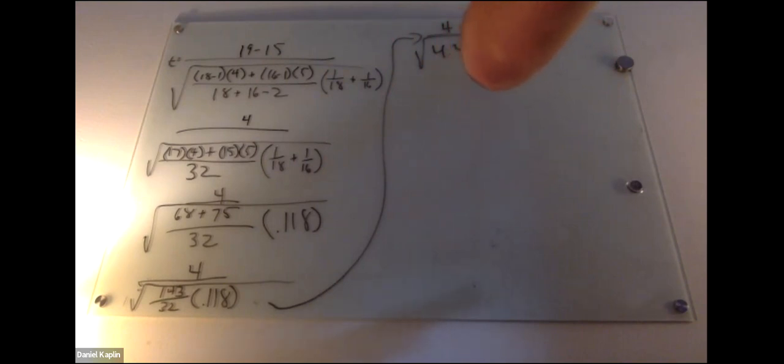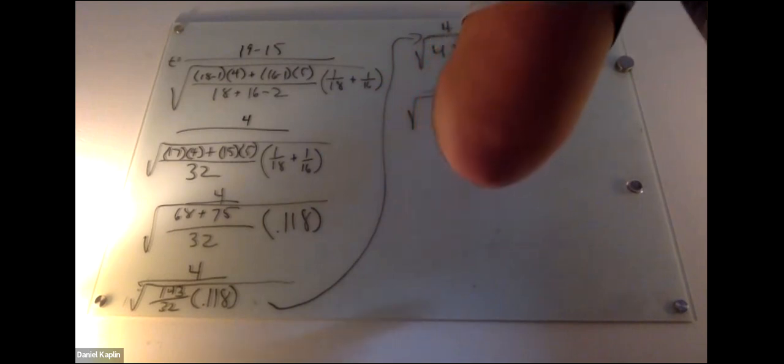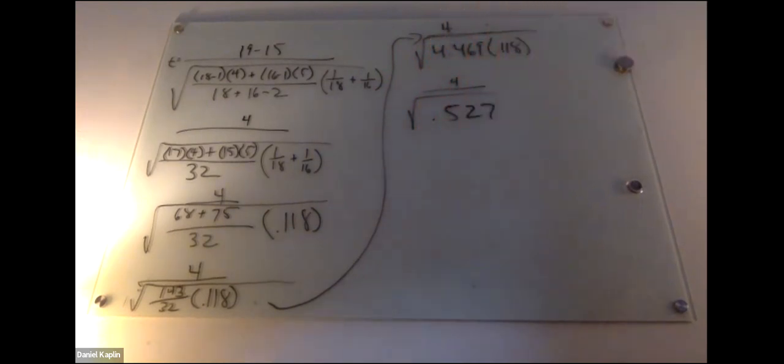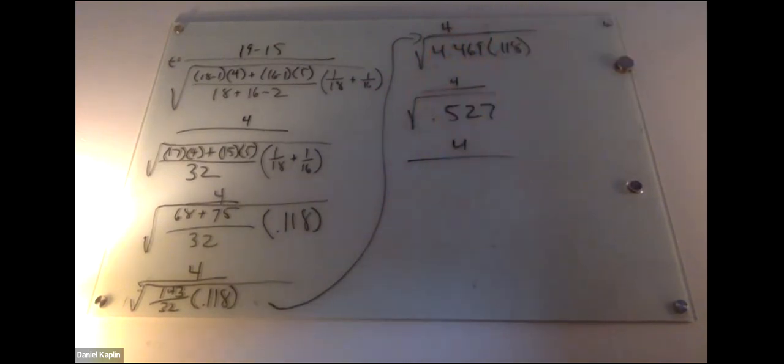Now, I'm going to keep this in my calculator, so I'm not going to round at all. So when we do that, what is 4.46875, which I put as 4.469, times 0.118? We get 0.527. So now I have to do the square root of 0.527. Okay, so let's do that.